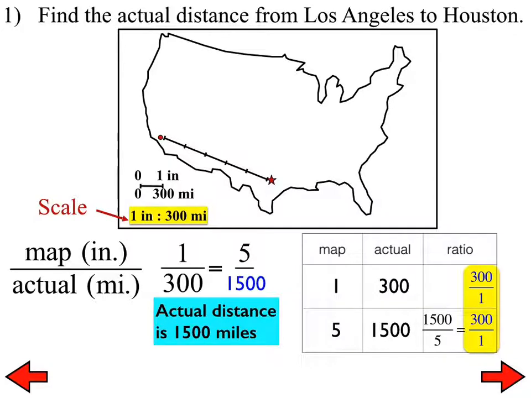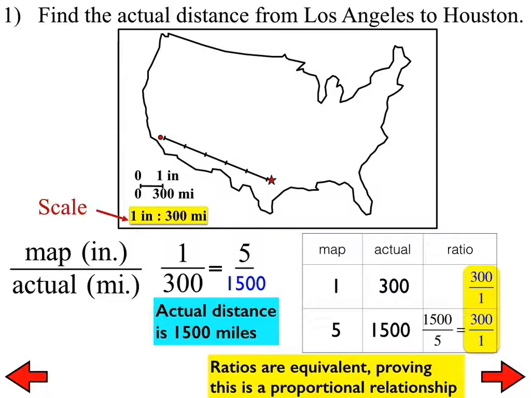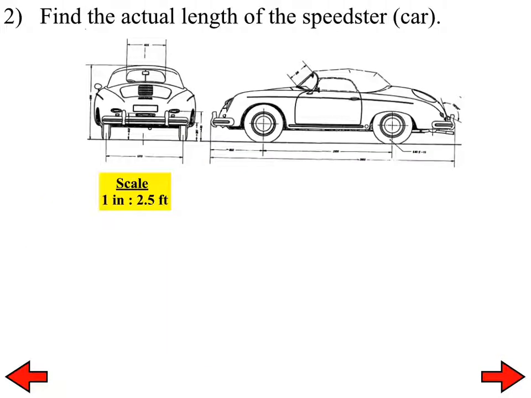All right, any questions about number 1? That should seem easy. All right. Ratios are equivalent. This proves that this is a proportional relationship, and I did already kind of mention that. All right, so let's take a look at number 2.